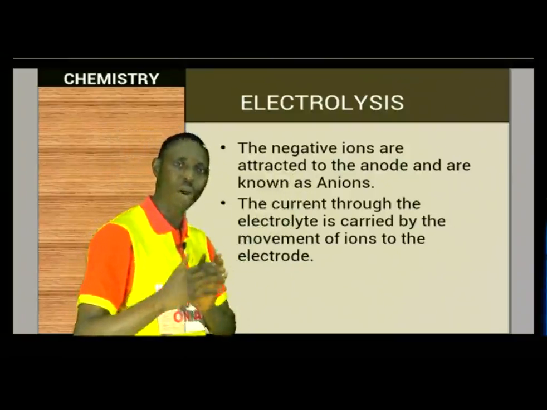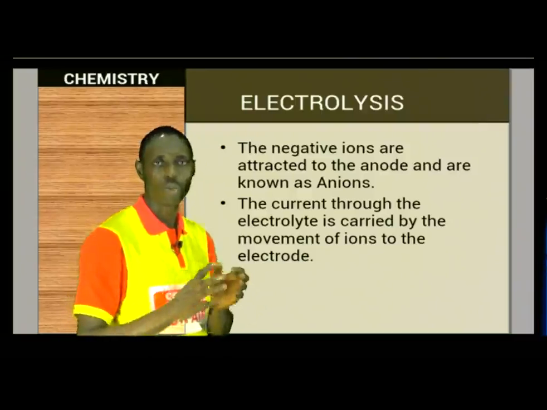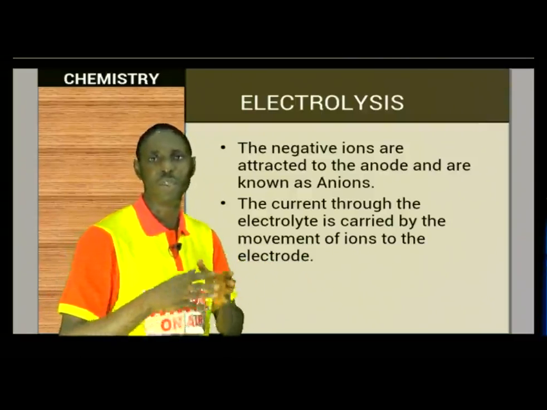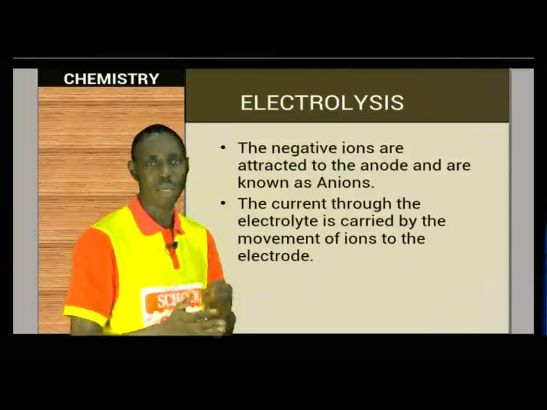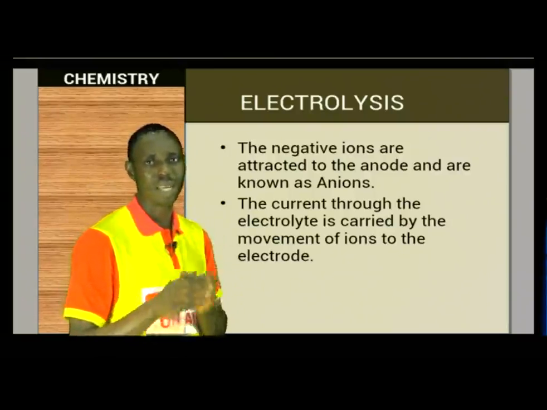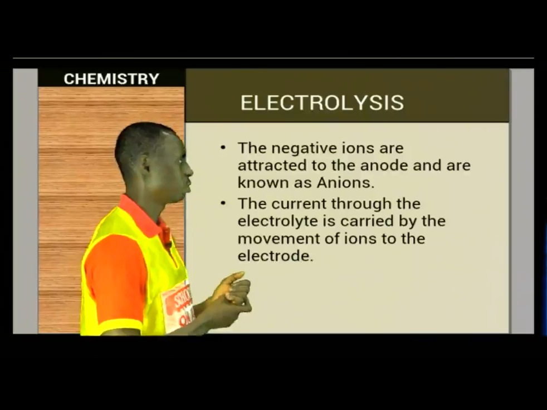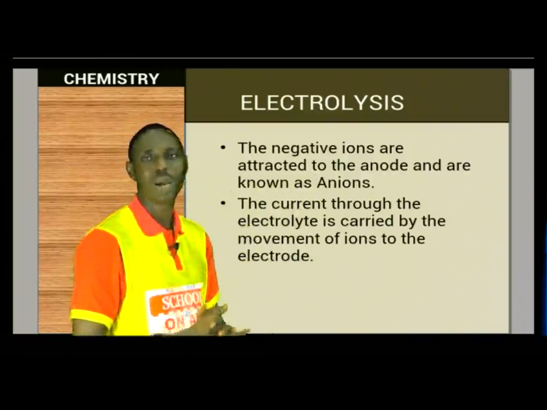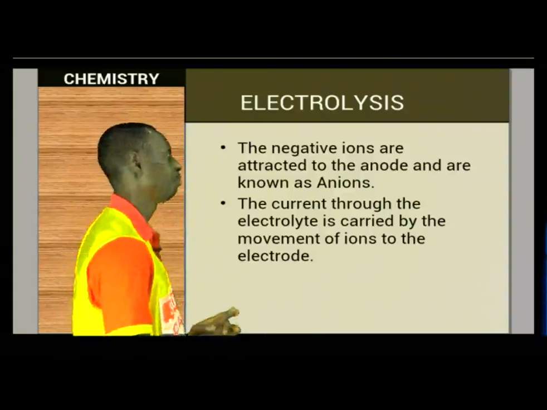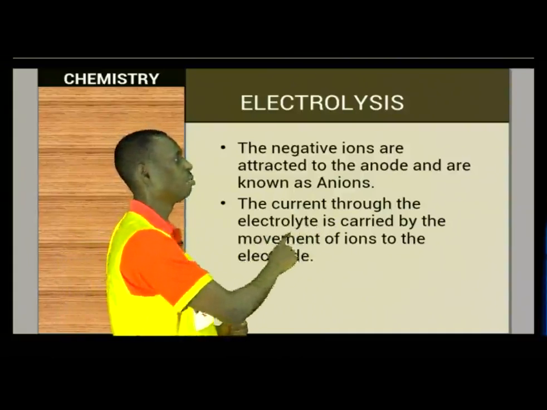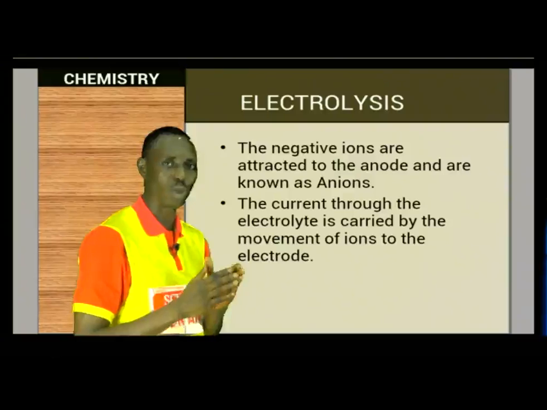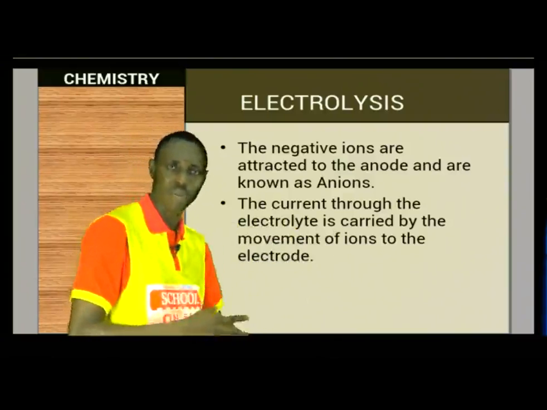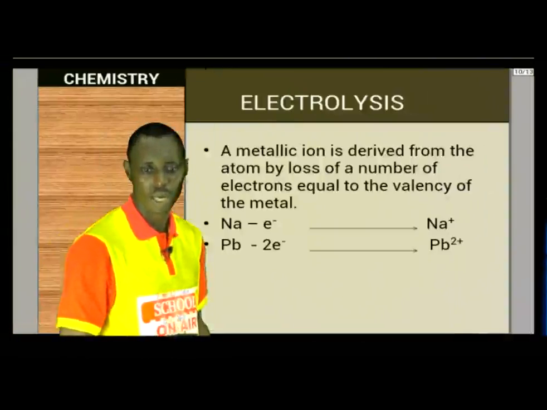You remember what I mentioned earlier? I said that we are going to have dissociation, in which case the compound will break into its individual ions, the positive ions and negative ions, but they will be moving randomly in the solution until the passage of electricity. But once we have the passage of electricity, the positive ions move to the negative electrode, while the negative ions move to the positive electrode. So like I said, the negative ions are attracted to the anode and are called anions, while the positive ions are attracted to the cathode and are called cations. And so the current through the electrolyte is carried by the movement of ions. By the passage of current through the electrolyte, the current is carried by the positive ions as well as the negative ions to the individual electrodes that are involved.